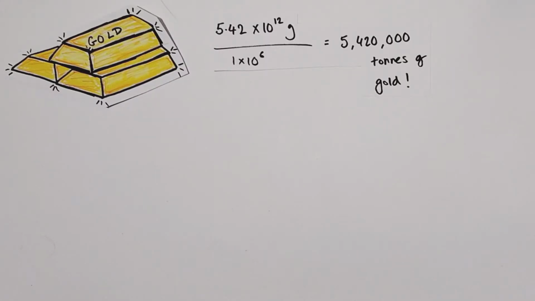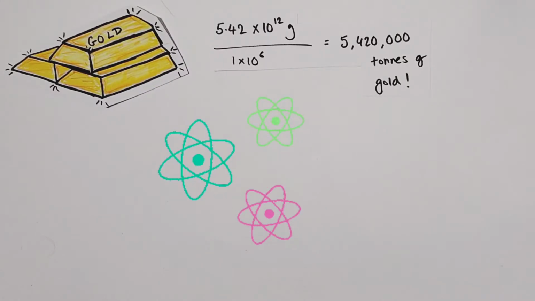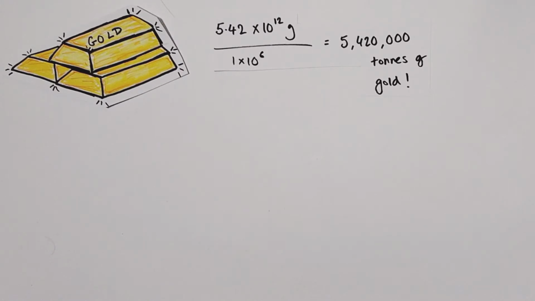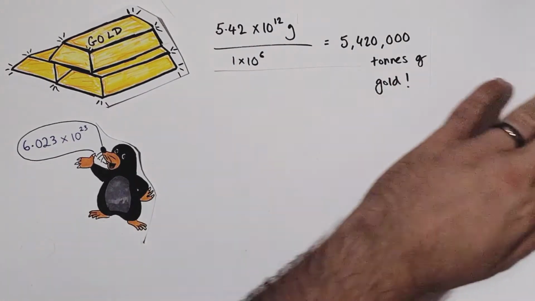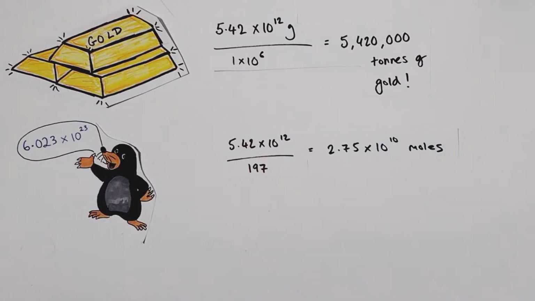Now, as a chemist, I want to know how many atoms of gold there are in that many tons of gold. So first of all, I'm going to convert this into moles from mass. To work that into moles, I'm going to divide by the relative mass of gold, which is 197. So 5.42 times 10 to the 12 grams of gold divided by 197 is 2.75 times 10 to the 10 moles of gold in our oceans.